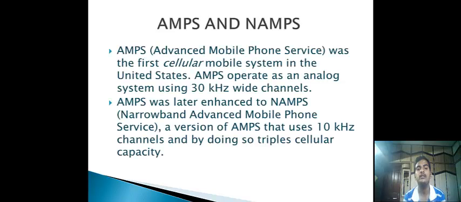AMPS and NAMPS are the cellular systems used. AMPS was used before in the United States. This was analog signals using a 30 kHz wide channel. AMPS was later enhanced to NAMPS, narrowband advanced mobile phone service, a version of AMPS that uses 10 kHz, which triples the cellular capacity.